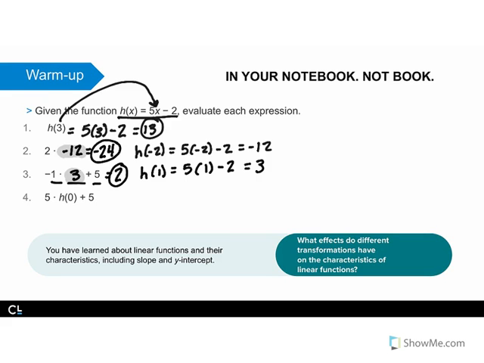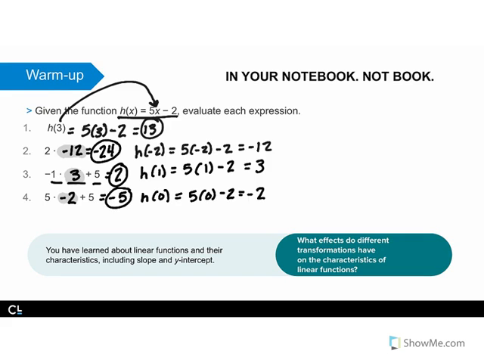We're going to do the same thing for the next one. Ignore these other pieces, and we just have to find h of 0 first. So we have 5 times 0 minus 2, which is just negative 2. We need to replace it now. So this is negative 2. So we have 5 times negative 2, which is negative 10. Negative 10 plus 5 is negative 5.